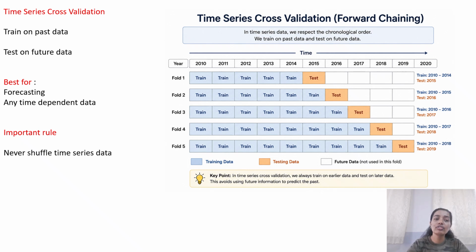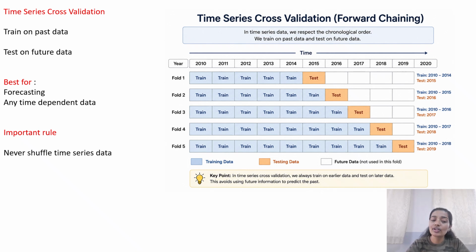Mostly it is used for forecasting, such as sales. What will be the sales? What will be the profit in summers? What will be in winters? When time is involved in predicting the results, we say that it is time dependent data. So it is used for forecasting. The basic idea is that we train on past data and we test on the future data.